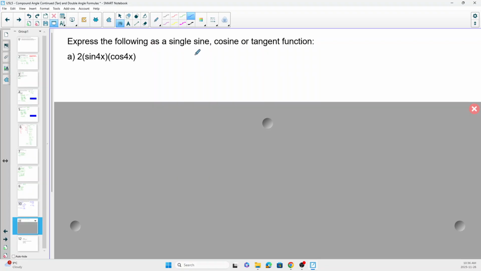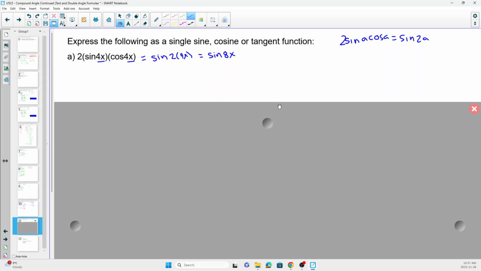All right, express the following as a single sine, cos, or tan function. Eventually you'll have to figure out which ones to use, and you'll have to recognize that when you see something like 2 sine theta cos theta, that is our double angle for sine. So 2 sine A cos A is equal to sine 2A. So this time when we rewrite it, we know it's going to be sine, and it's going to be double some angle, and that angle is 4x. We could simplify it one step further and say sine 8x. So sine 8x is equivalent to 2 sine 4x cos 4x.